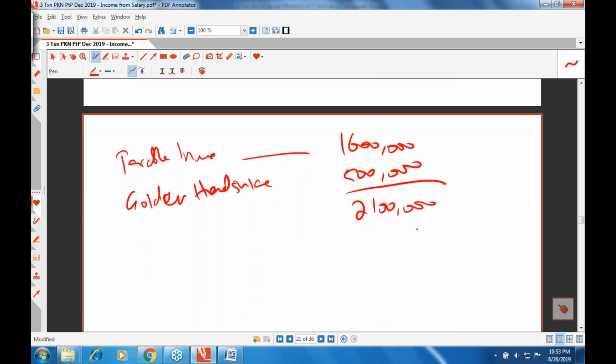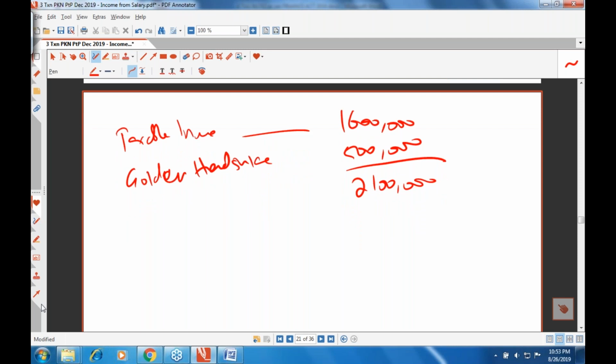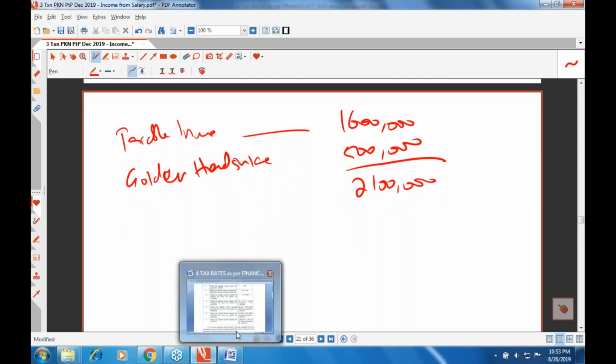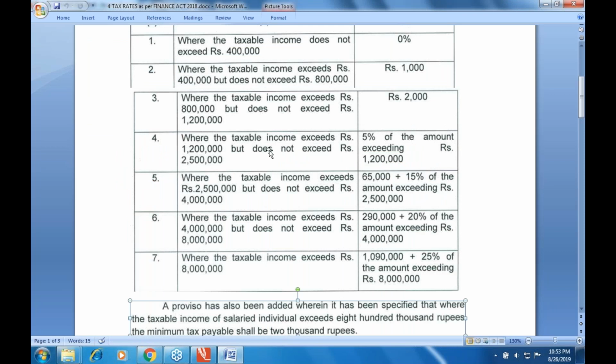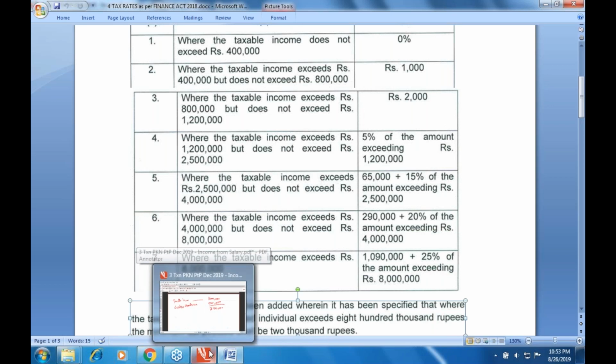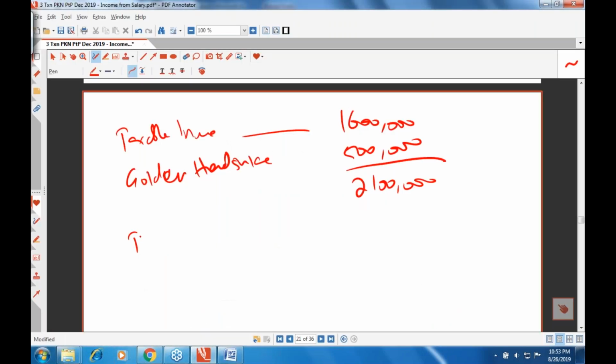So if this becomes 2.1 million, I'm looking at the relevant tax rate. The relevant tax rate says where the taxable income exceeds rupees 1.2 million but does not exceed 2.5 million, it is 5% of the amount exceeding this. So you would say the tax liability is at the rate of 5% of 2.1 million minus 1.2 million. How much does it turn out to be? Can somebody please help me out?